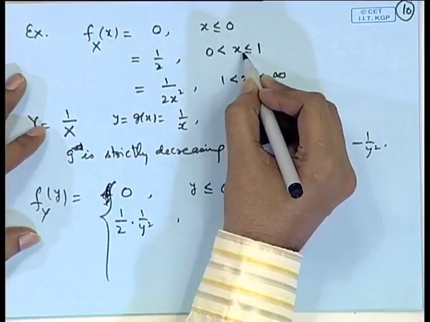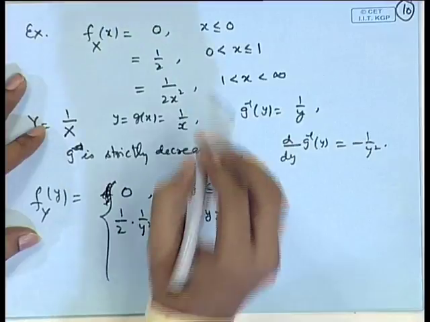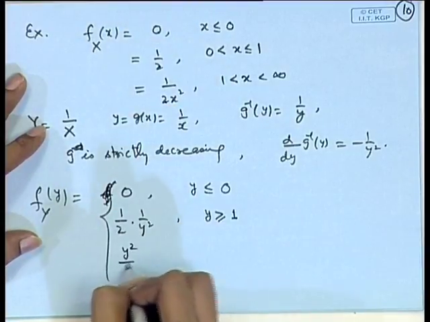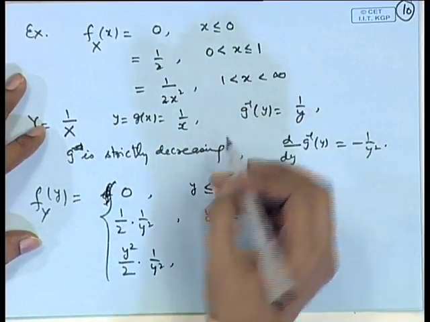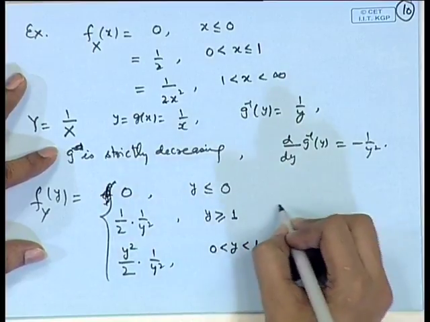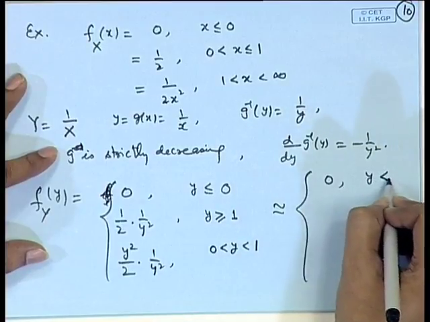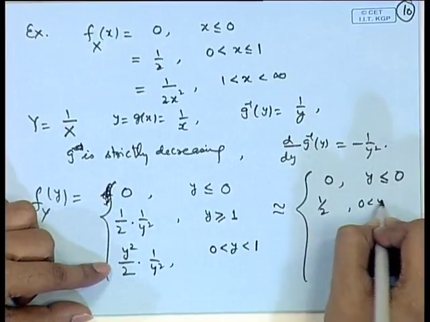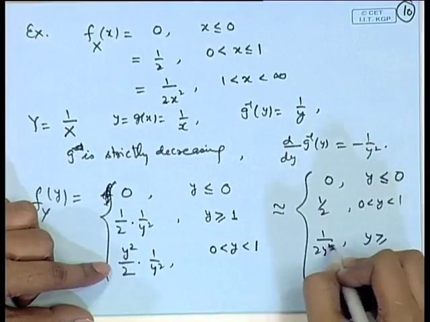Now, the range 0 less than x less than 1 is translated to y greater than or equal to 1, and in the third region it is y square by 2 multiplied by 1 by y square. When x is greater than 1, it will reduce to 0 less than y less than 1. So, after simplification, this is equal to 0 for y less than or equal to 0, half for 0 less than y less than 1, 1 by 2 y square for y greater than or equal to 1.